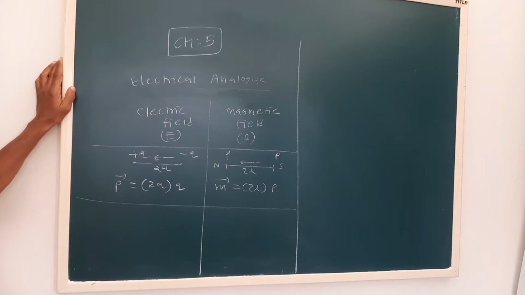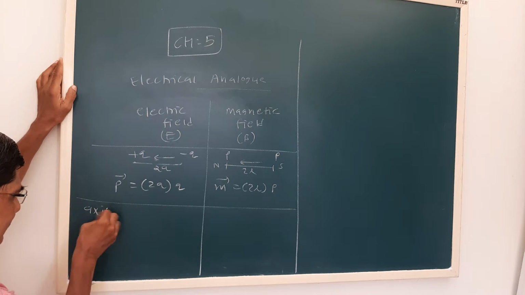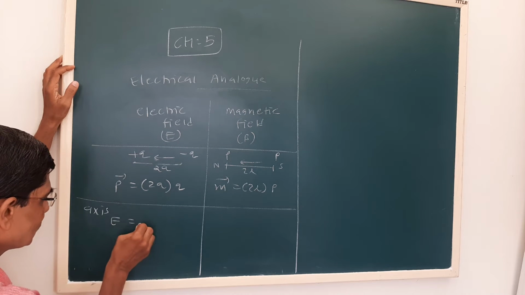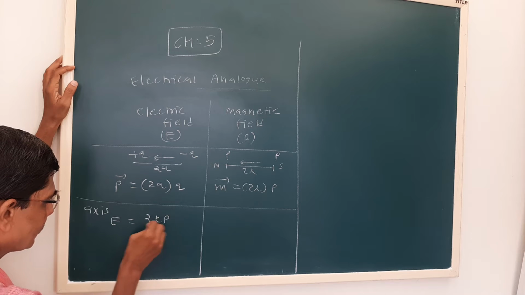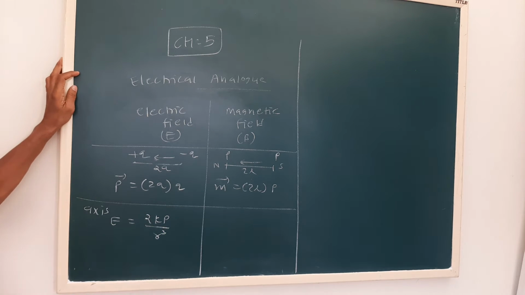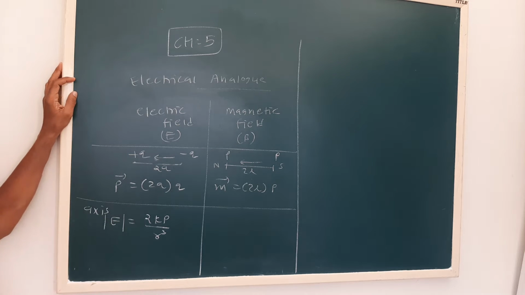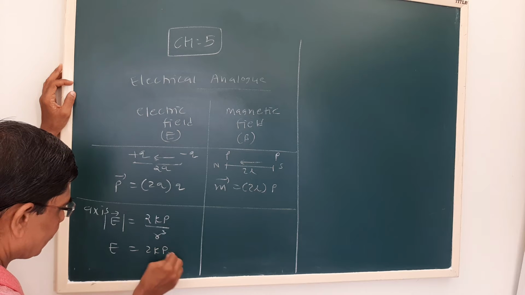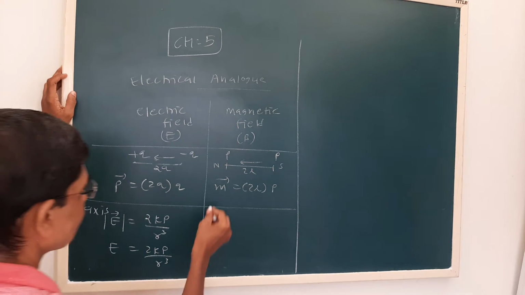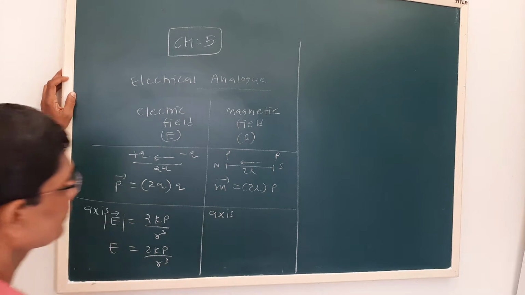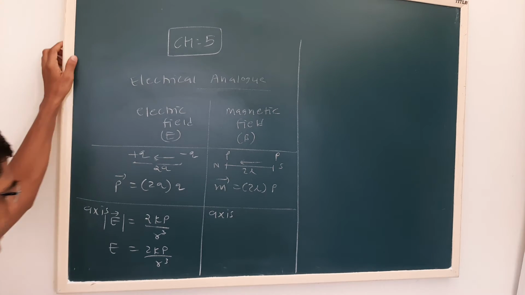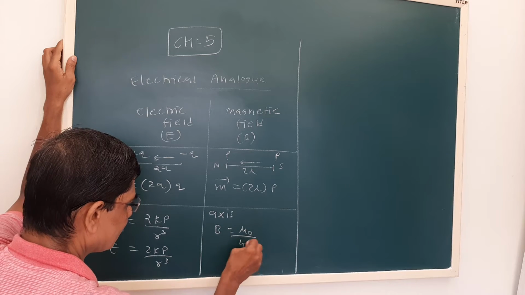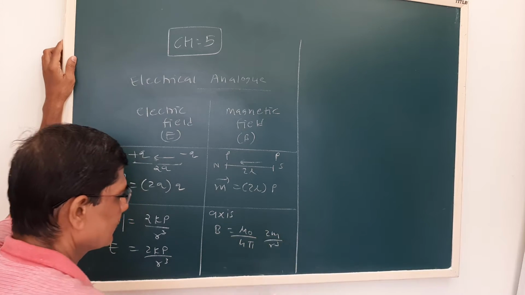Then see, on the axis of an electric dipole, we derived the equation E is equal to 2kp upon r cubed. Okay, right now we talk of only the magnitude part. Or E is equal to 2kp upon r cubed. Similarly, on the axis of a magnetic dipole, B is equal to mu 0 upon 4 pi into 2m upon r cubed.